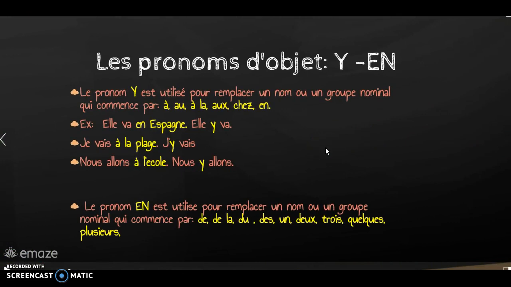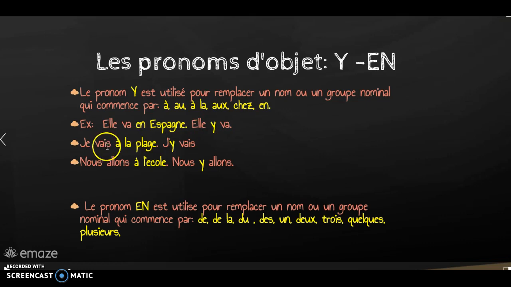Alors, le pronom d'objet y and en. So y, we know, is used to replace a noun or a group of nouns, usually ones that start with these keywords: à, au, à la, chez, or en, such as in this example here, elle va en Espagne. You can see my keyword is right before Espagne. Elle va en Espagne. When I replace it, my sentence looks like this: elle y va.